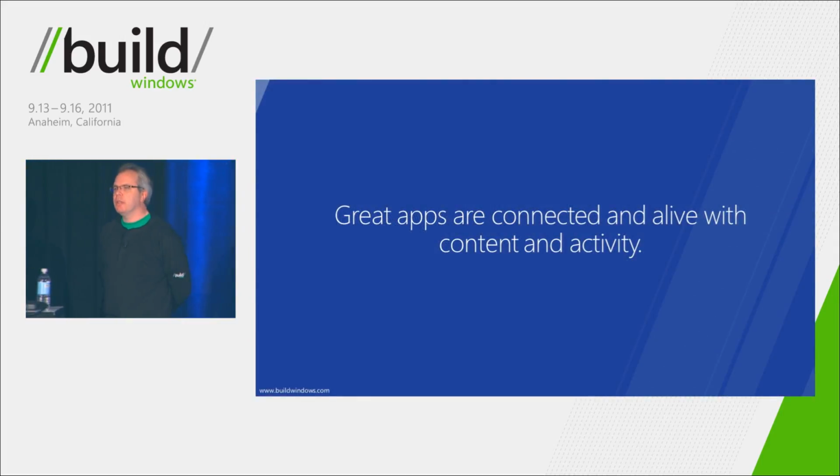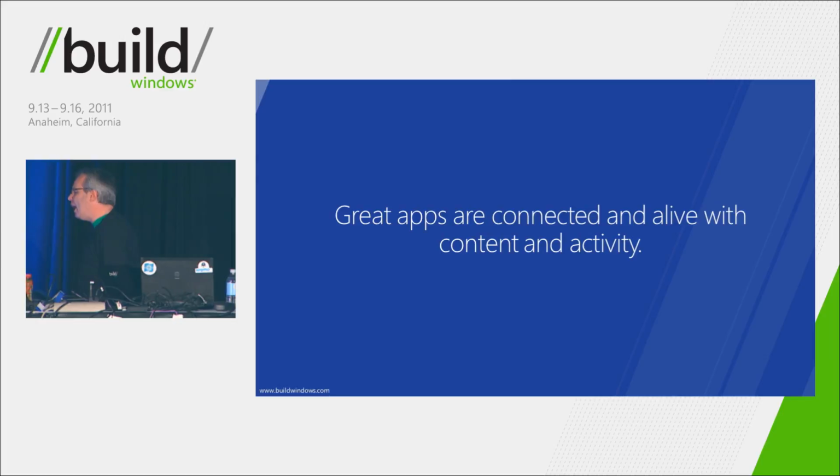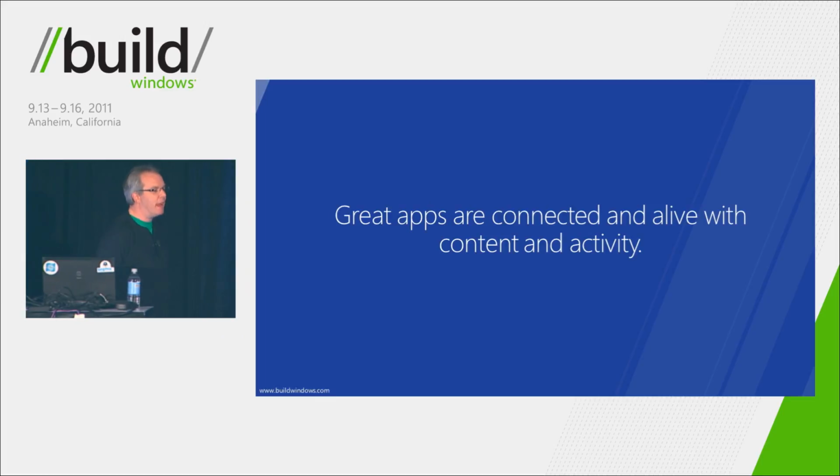So one of the core design tenets of Windows 8 has been that great apps are connected and alive with content and activity. Now, there are four really powerful words in this sentence. The first one is great. If you want your app to be great, let it be connected, let it be alive, and let it have content and activity. Actually, there are five words, right?